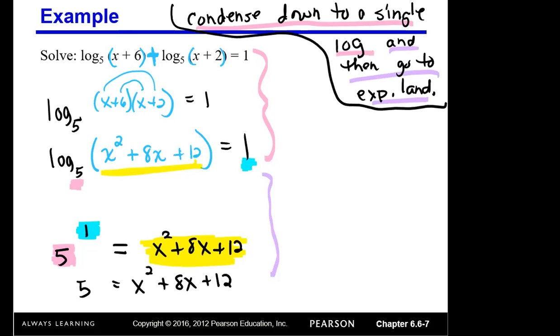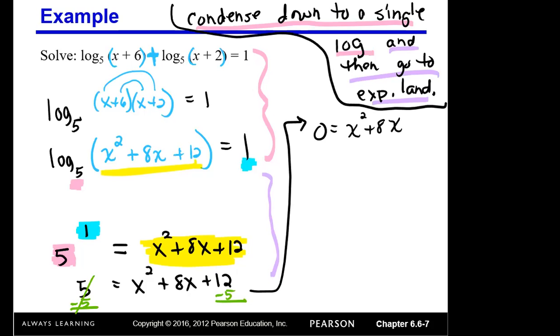So quadratic equations have to be solved. You set them equal to 0. Hope that they factor, because if they don't, you got to use the quadratic formula. So set it equal to 0. I am going to subtract 5 on both sides. Bada bing, bada boom. Follow me, I'm running out of room. So I got 0 on the left, and then x squared plus 8x, 12 minus 5 is plus 7. And I'm going to factor this to be an x plus 1 times an x plus 7.